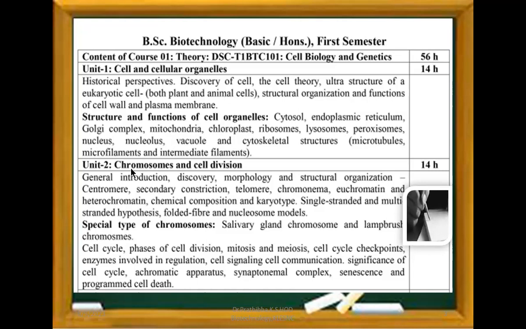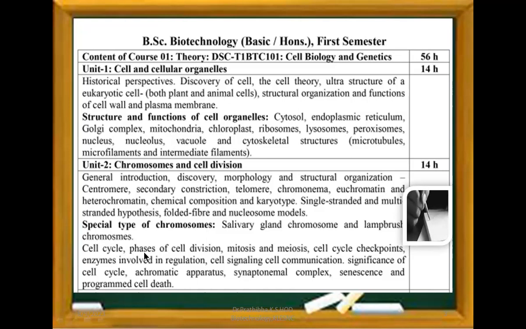Next, Unit 2: Chromosomes and Cell Division. Here, general introduction, discovery, morphology, and structural organization of centromere, secondary constriction, telomere, chromomere, euchromatin, and heterochromatin. Further, you need to study chemical composition and karyotype. In this, single-strand and multi-strand hypothesis, folded fiber and nucleosome models. Then you need to study special types of chromosomes like salivary gland chromosomes and lampbrush chromosomes.